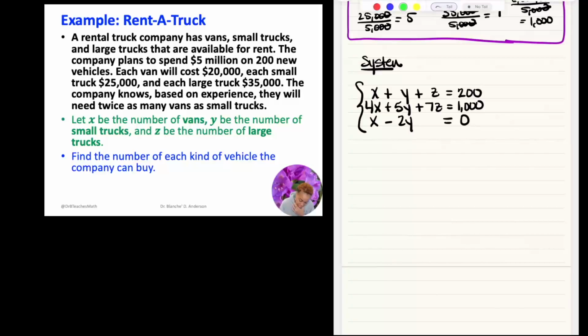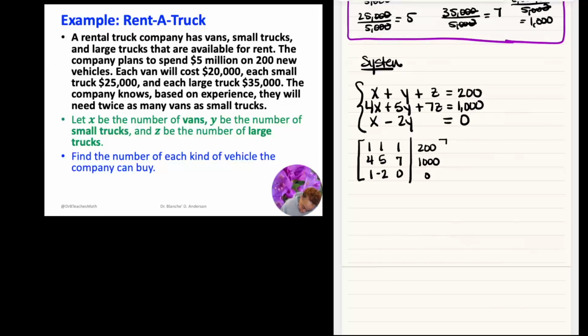So remember the matrix holds the coefficients. If you haven't seen my video on how to solve systems with matrices, it takes all the coefficients and just the constant. So if I were to write this as a matrix, it would be 1, 4, 1, 1, 5, -2, 1, 7, 0, and then my constants, 200, 1,000, and then 0. Okay? That's what that system looks like as a matrix.